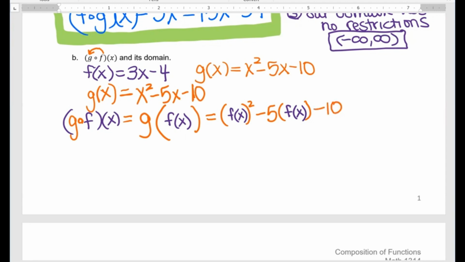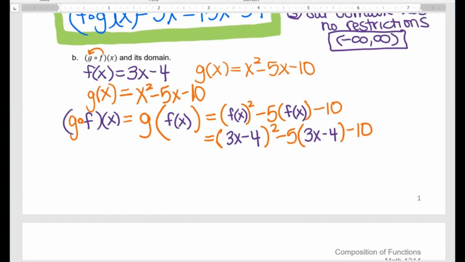If at this point we were in the classroom together, I would ask you why, but since I can't do that, I'll just tell you that negative 10 doesn't have an x, so we can't do anything with it. Now let's plug in. We said that f of x was equal to 3x minus 4. So instead of f of x squared, we will have 3x minus 4 squared, minus 5 times, again plugging in for f of x, 3x minus 4, minus 10.